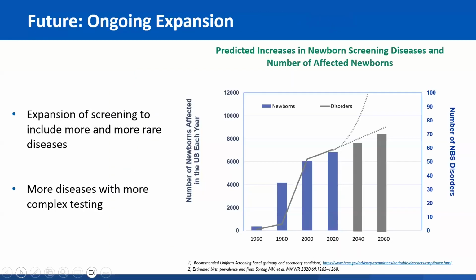Next slide. So as growth in the number of diseases and the associated public health impact, these are not going away. In fact, this is growing owing to the technological ability to screen for more diseases and the increasing number of rare diseases with the associated treatment. So the predicted increases in the number of conditions and the ability to identify more and more of these newborns is really only going to increase. Next slide.